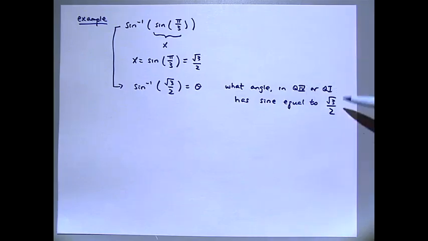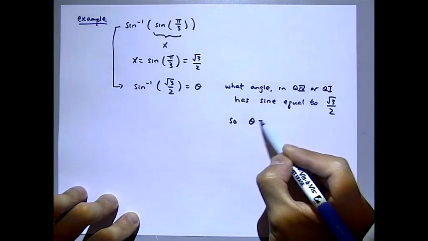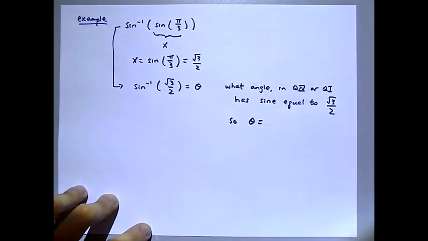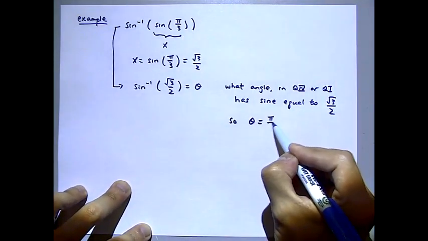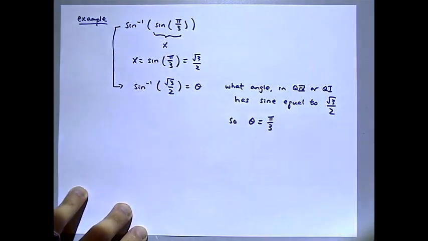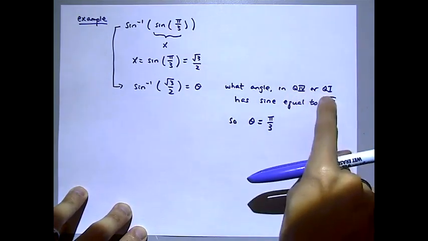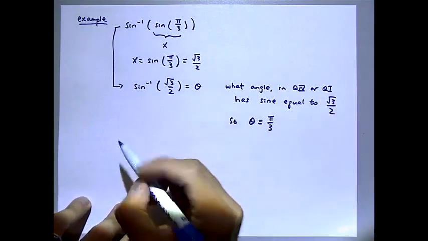Okay, so what's the answer to this question? What's that? Pi over 3. Yeah, absolutely. Pi over 3. Okay, the inverse sine of the sine of an angle gives you the angle back only if that angle you start with is in here or here. I'll write that down.